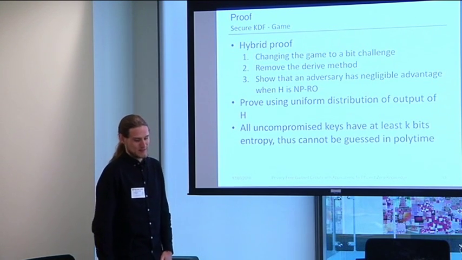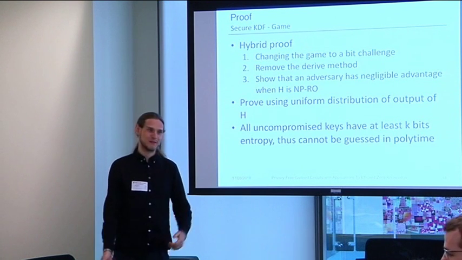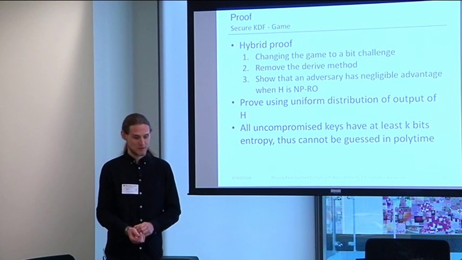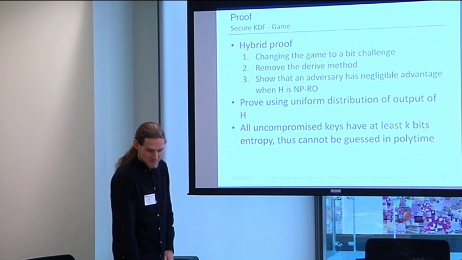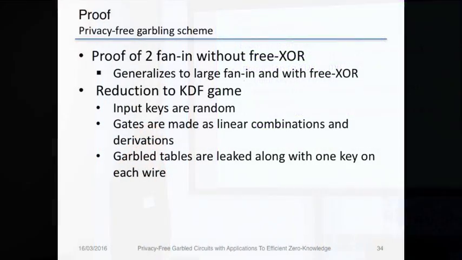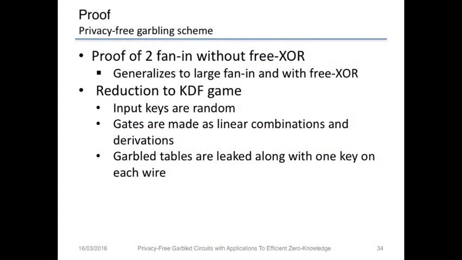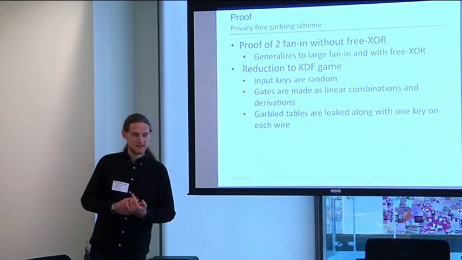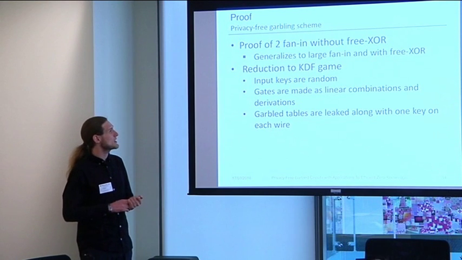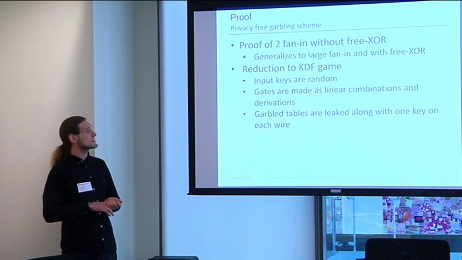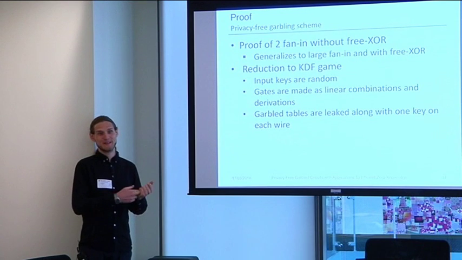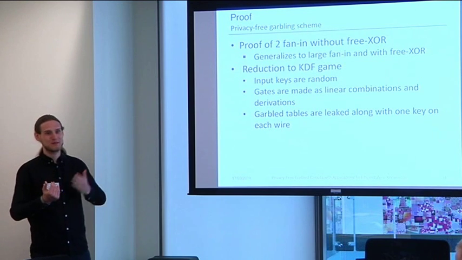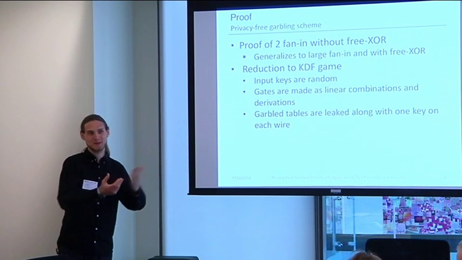As I mentioned, it's basically just using the fact that the output of a hash function, when there's enough entropy in the input, is uniformly randomly distributed in the view of the adversary. Yeah, and so that was about how we prove that the hash function is a secure key derivation function. Then for the schemes, we just do a simple proof of a fan-in-2 case without free XOR, and that generalizes nicely to free XOR, because free XOR is just defined from a linear combination, which is all we already have in the game. And because of the compromisation part of the key derivation game, he cannot do anything fancy.